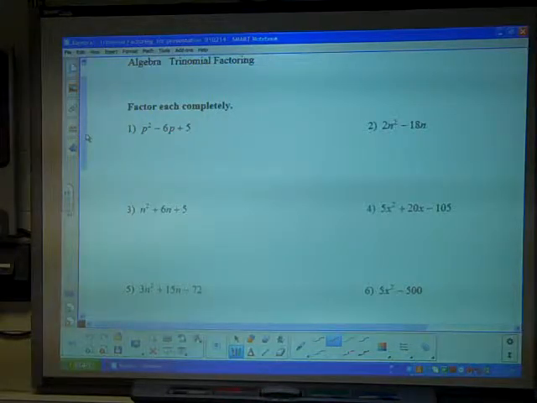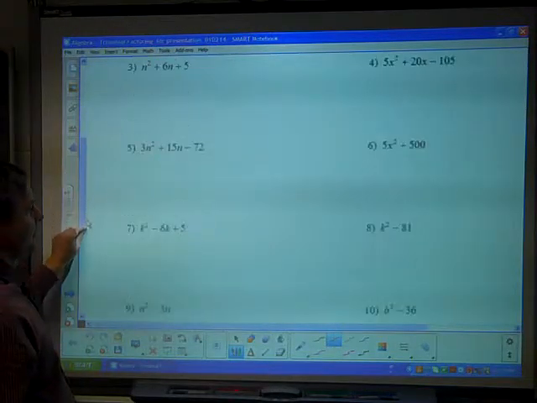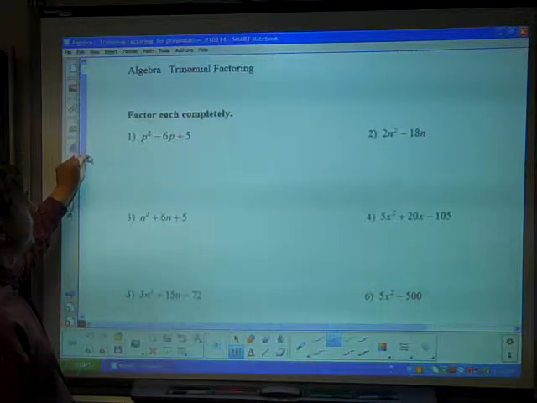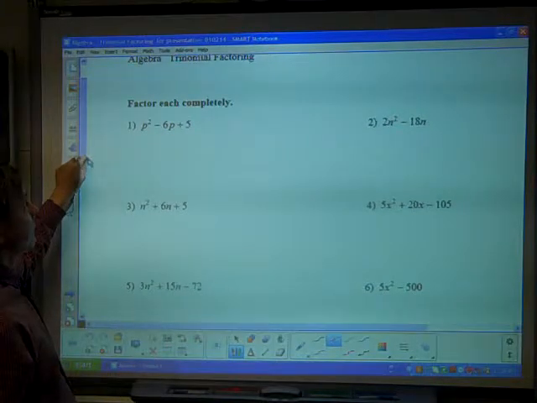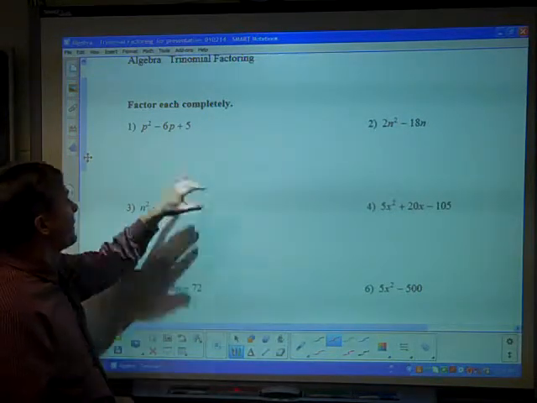Let's do some examples of trinomial factoring. How many problems do I have today? I have 12 problems today. So again, I'm going to go rather quickly once I show you a procedure on the first couple.